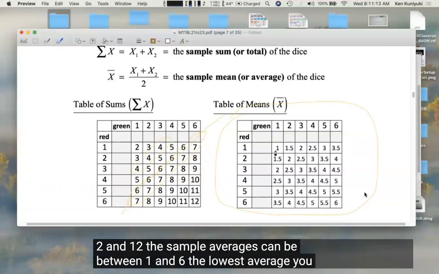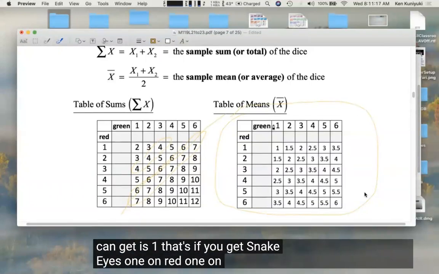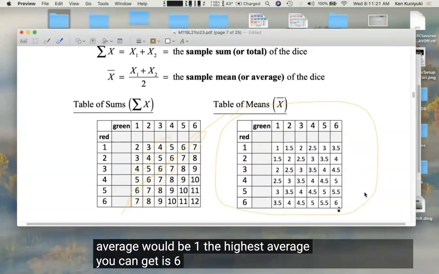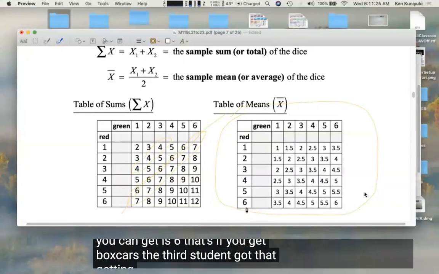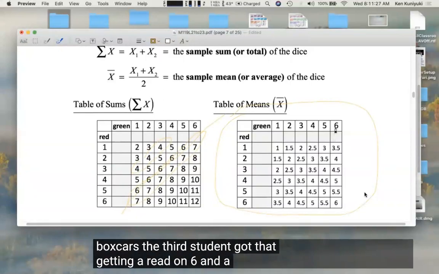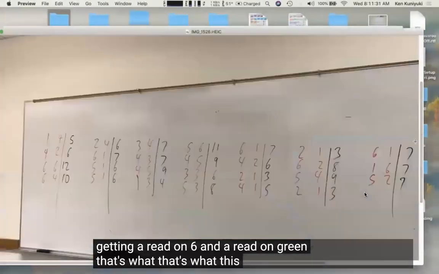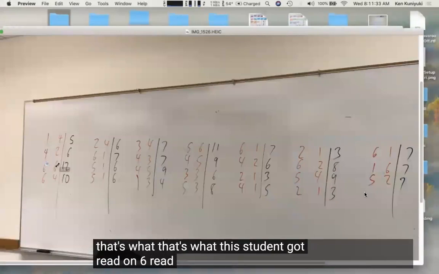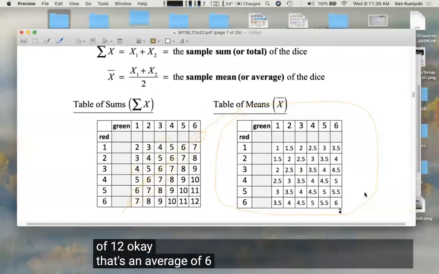The lowest average you can get is 1. That's if you get snake eyes. 1 on red, 1 on green, your average would be 1. The highest average you can get is 6. That's if you get boxcars. The third student got that. Getting a 6 on red and a 6 on green, that's what this student got. Red 6, green 6, sum of 12. Okay, that's an average of 6.